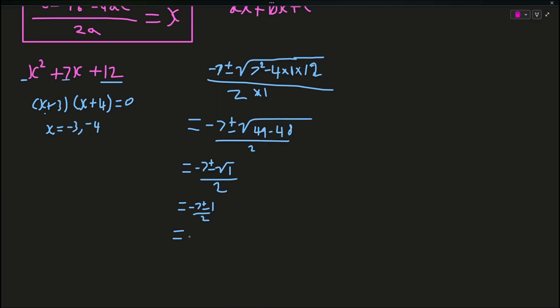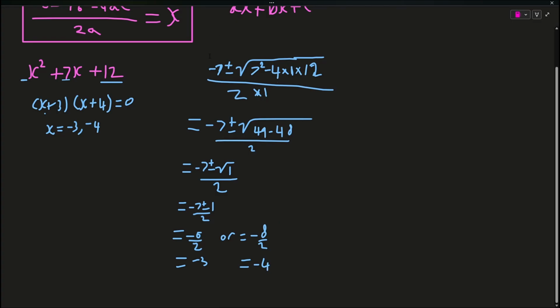And anyways, so minus 7 plus 1 is minus 6, minus 6 over 2, and we also have minus 8 over 2, and then we get minus 3, and minus 8 over 2 is minus 4. So the same solution, so you can see that the formula works, right?